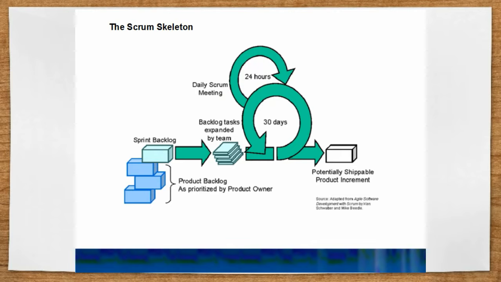The cycle begins again and repeats until the product owner has nothing more to add to the product backlog. The Scrum skeleton demonstrates the simplicity and the power of Scrum as a mini factory churning out shippable features each sprint.